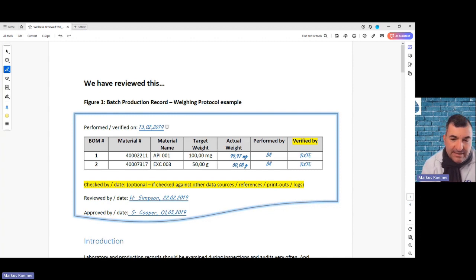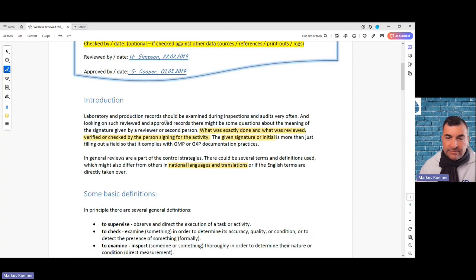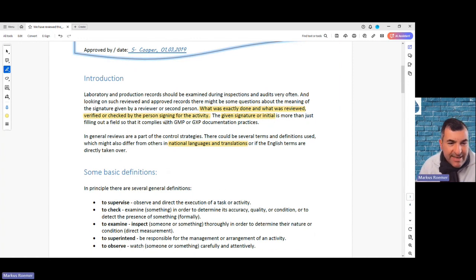Beside that, if you say "I have reviewed it," that could happen one day later or one week later, and it has another meaning than somebody having checked the data. So things like this could happen. The question is, what was exactly done? How was it reviewed, verified, or checked? What is the meaning of my signature if I'm a reviewer, or if I sign something as "checked by"?